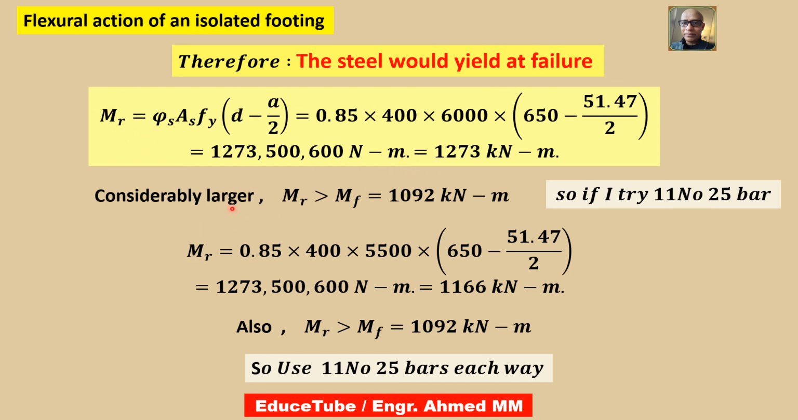Now, it is considerably larger, because our Mf was 1092 kilonewton meters. Mf, the applied moment at the section due to factored load, was 1092. But the factored moment resistance we got is 1273 kilonewton meters. So this MR is greater than Mf.